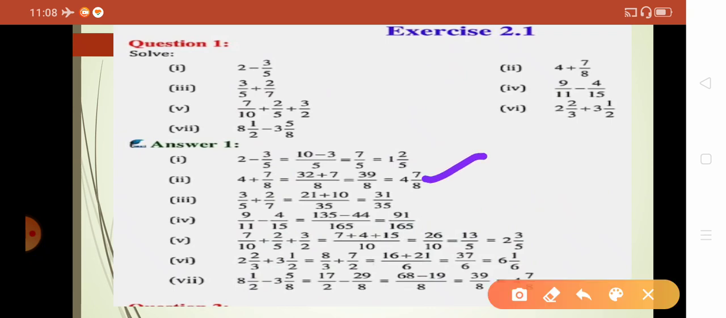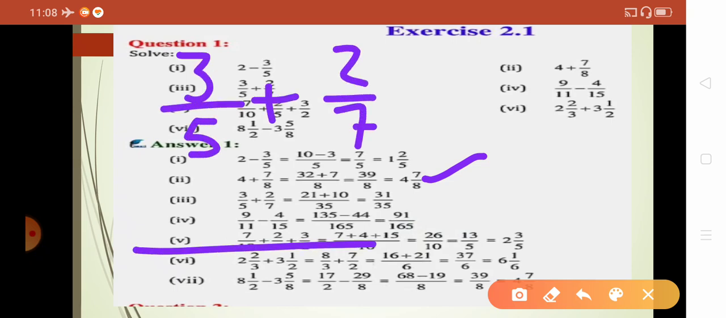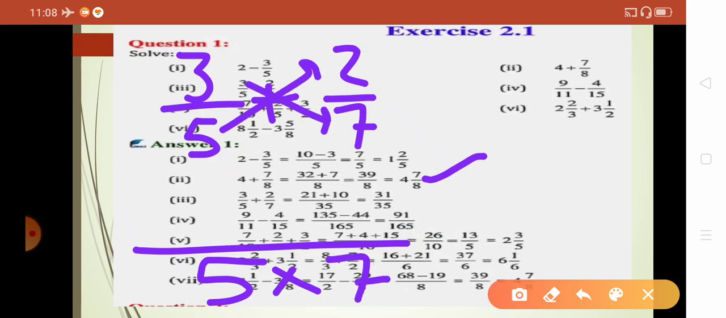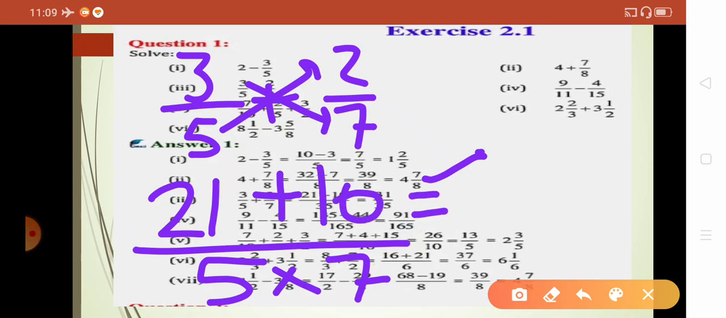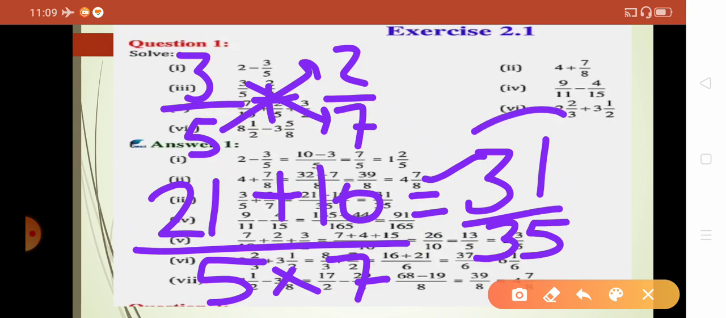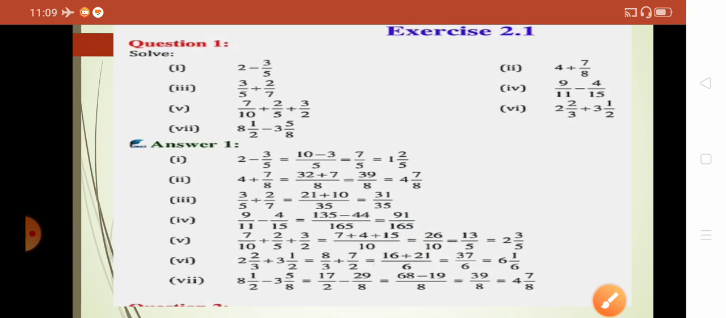Next is 3 by 5 plus 2 by 7. What will you do? You will write it like this: 5 multiply 7, cross multiply, 7 3s are 21 plus 5 2s are 10. That will become 31 by 35. This is a proper fraction, so no need to convert. In this way we will solve these problems.